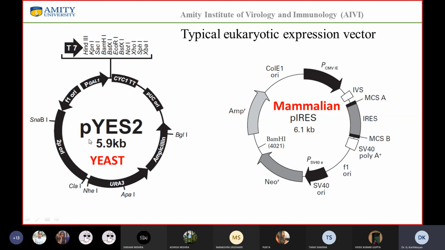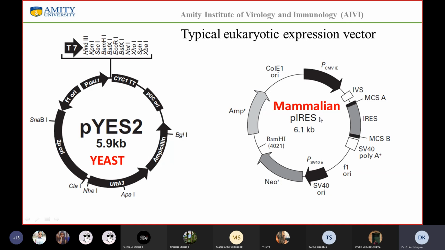Okay, and yeast has its own 2-micron origin of replication. It has a selection marker. See, previously we used ampicillin and kanamycin as selection markers. Here, we're going to use URA3 as a selection marker, which is responsible for the synthesis of uridine. So your cells will not be able to synthesize uridine, and the moment this plasmid gets into that cell, they will start synthesizing uridine. Okay, so this is for yeast.